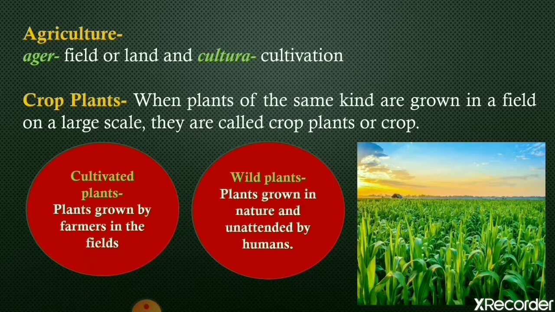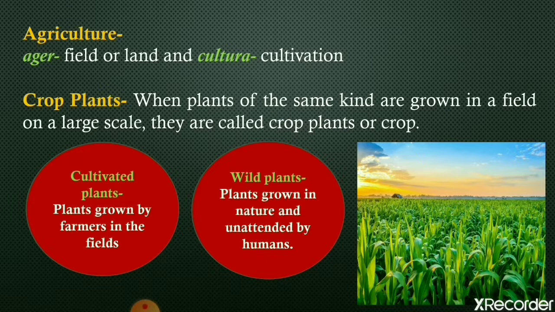Crop of rice means all the plants that are grown in a field on a large scale are of rice. Suppose we are saying crop of wheat, it means we have grown the plants of wheat on a large scale. Now, students, on the basis of how the plants grow in nature, we can divide the plants into two categories: cultivated plants and wild plants.